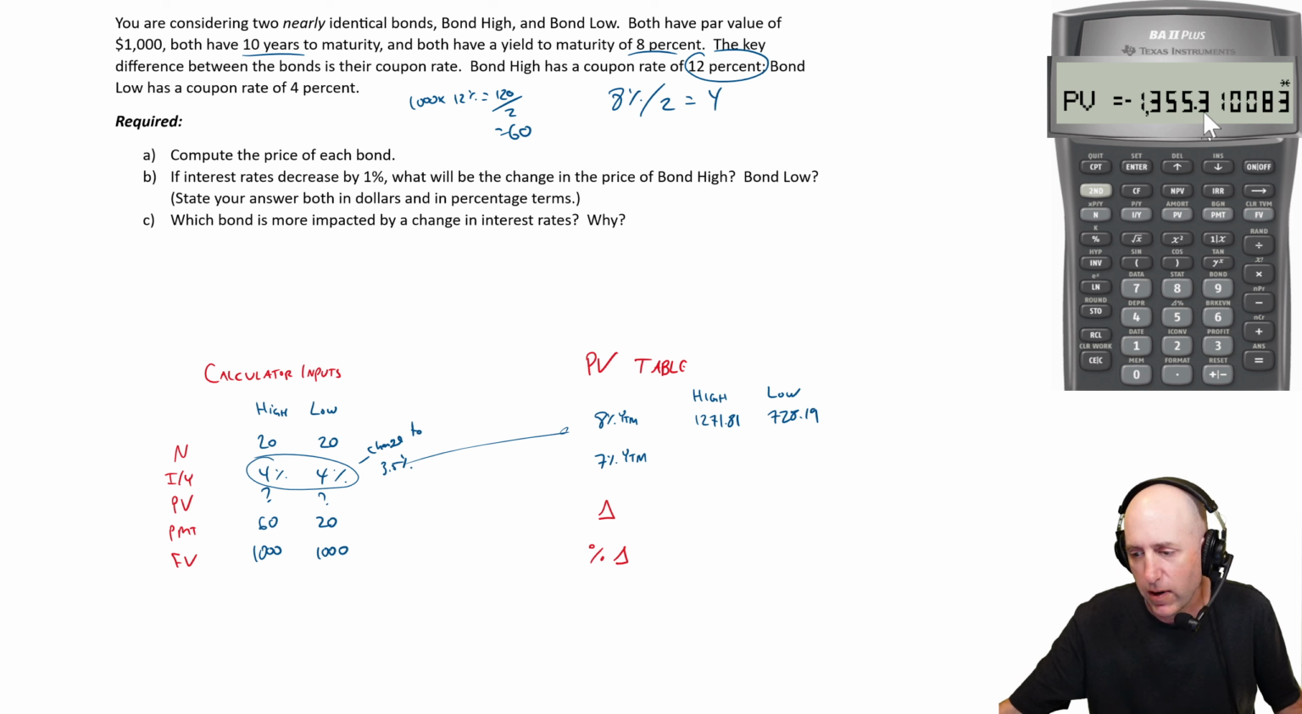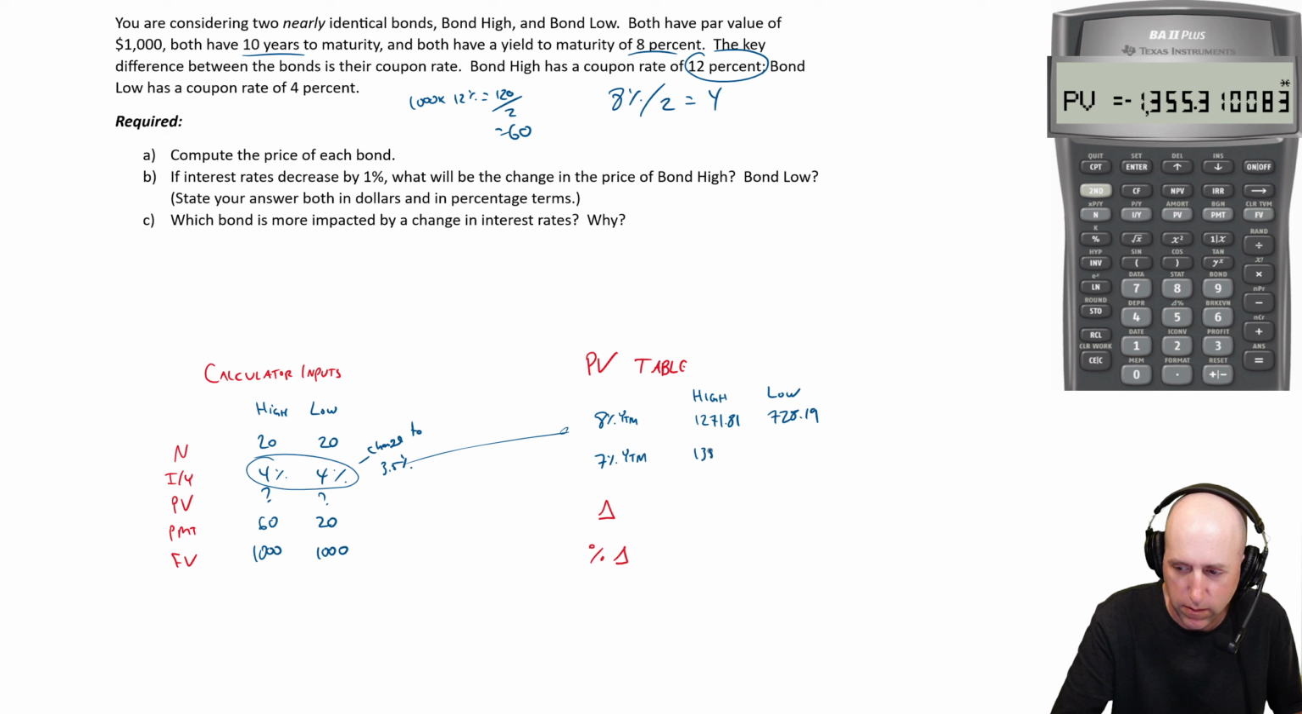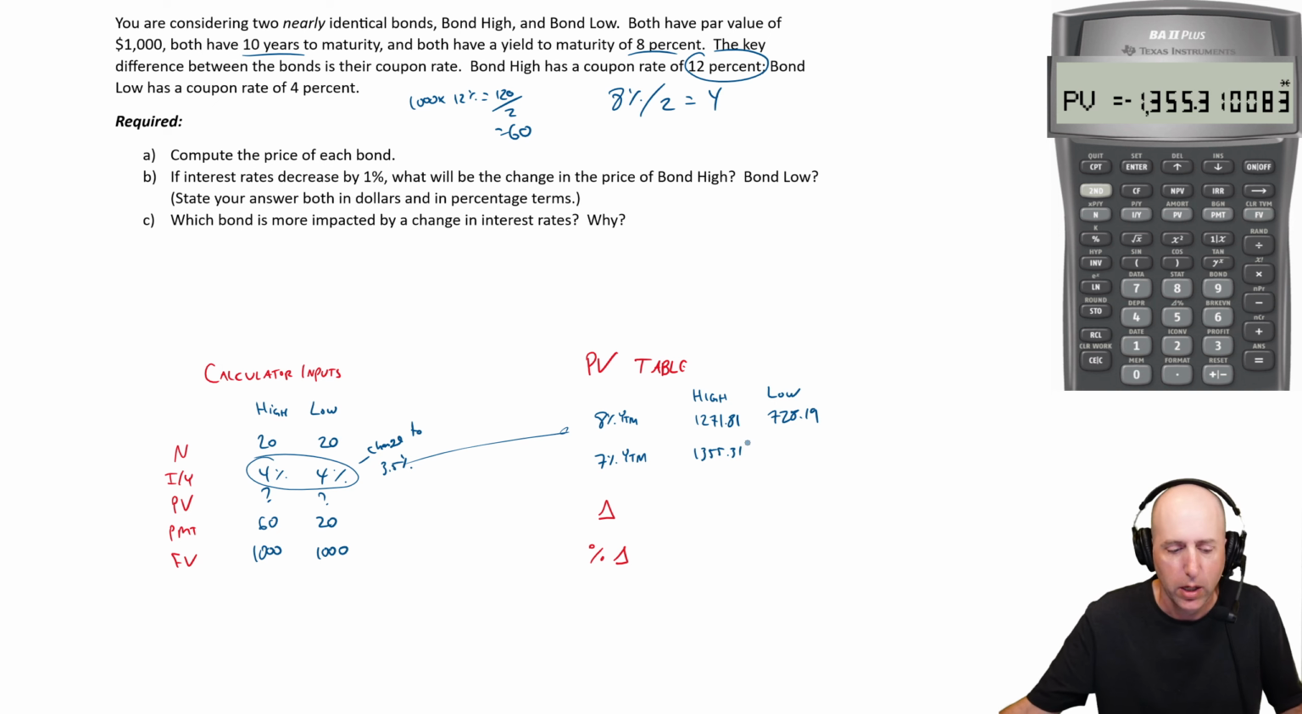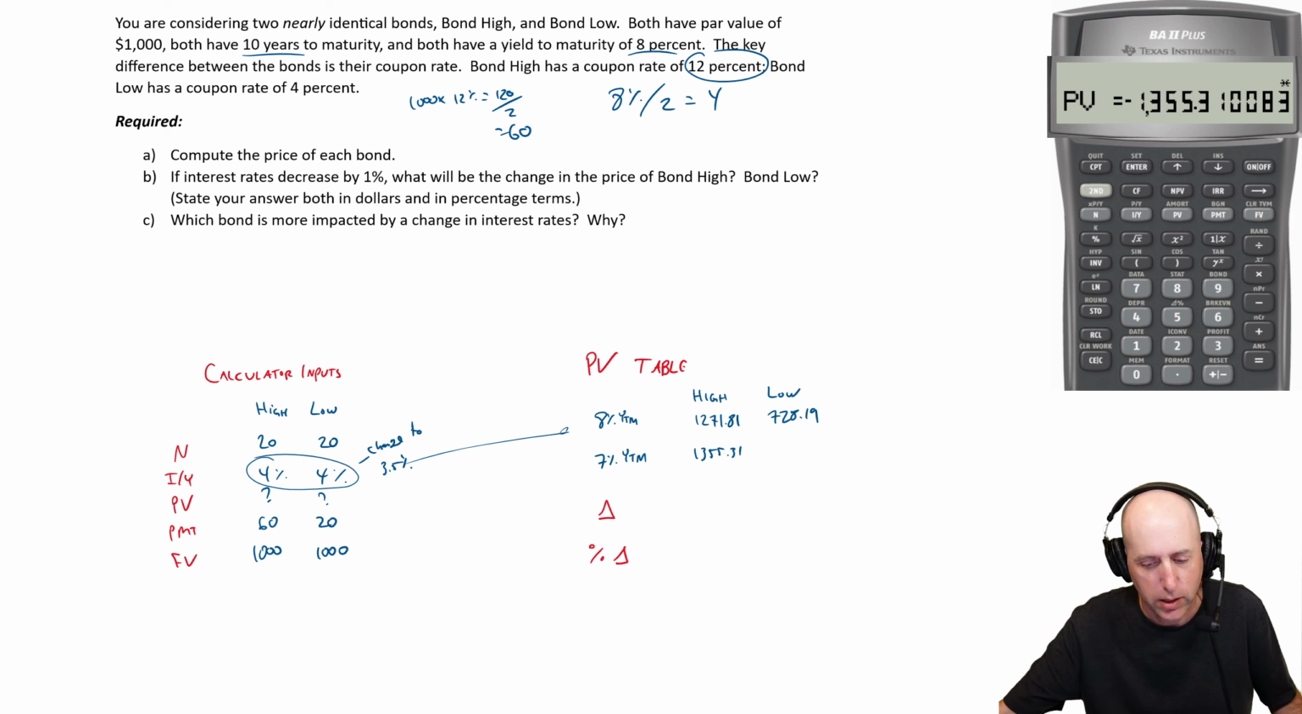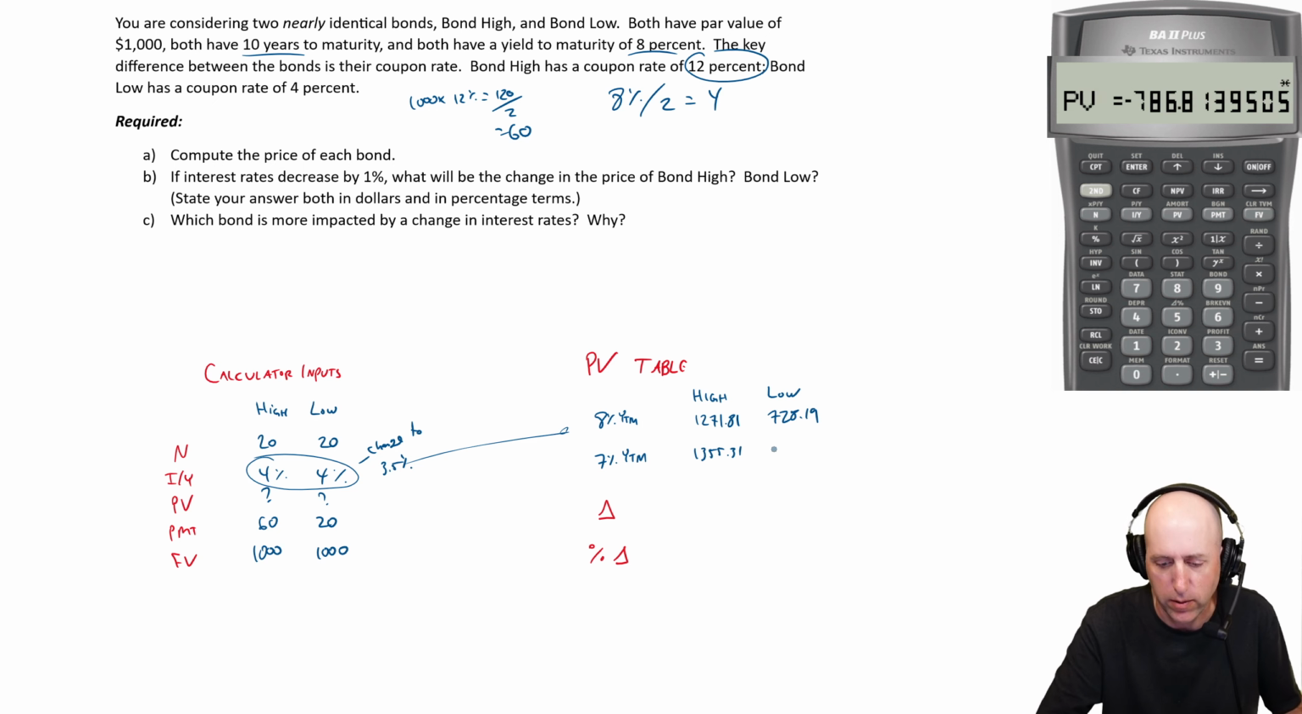I get 1355.31. And for my low one, let's see the change there. So I just changed the PMT because everything else is the same. The PMT goes in at 20. Now I'm still expecting this to be a discount. It just won't be as severe of a discount. The price is going to go up. So I compute PV. I get 786.81.